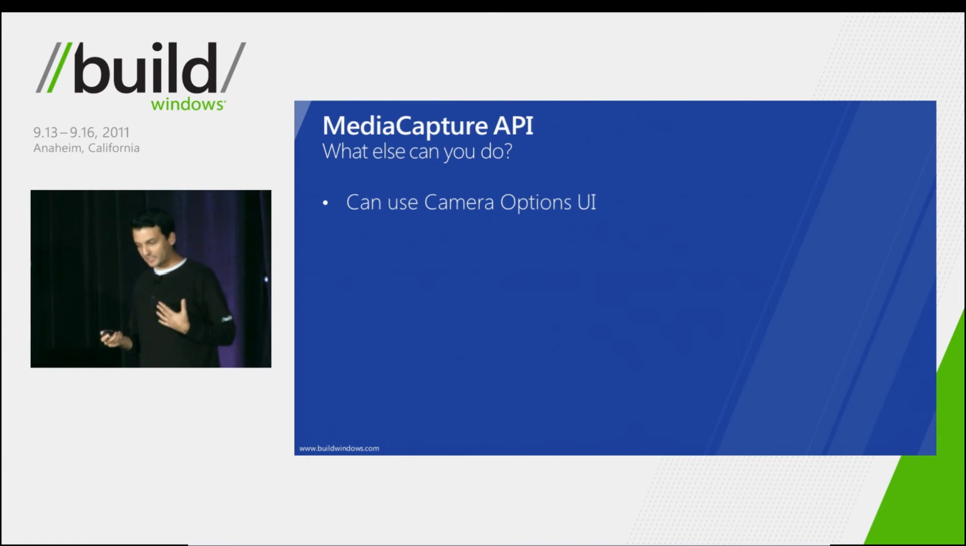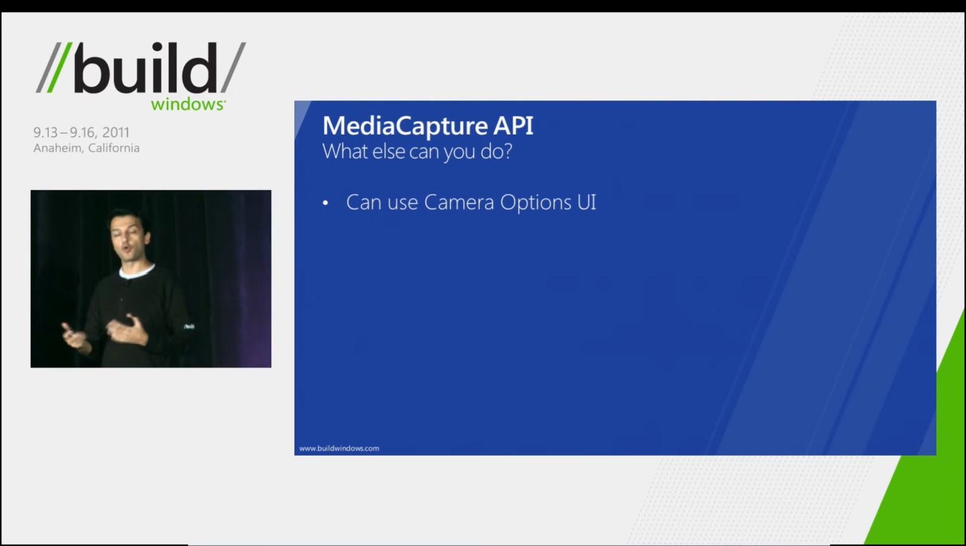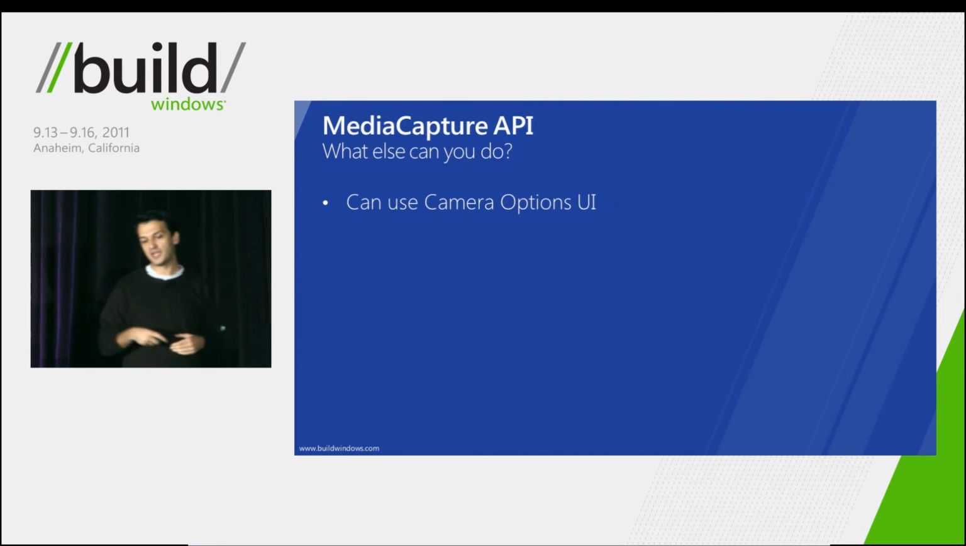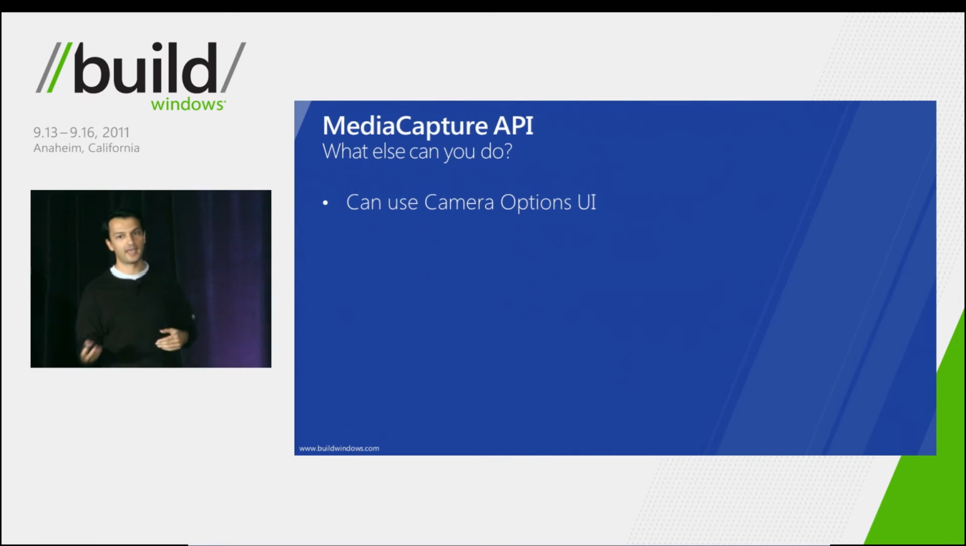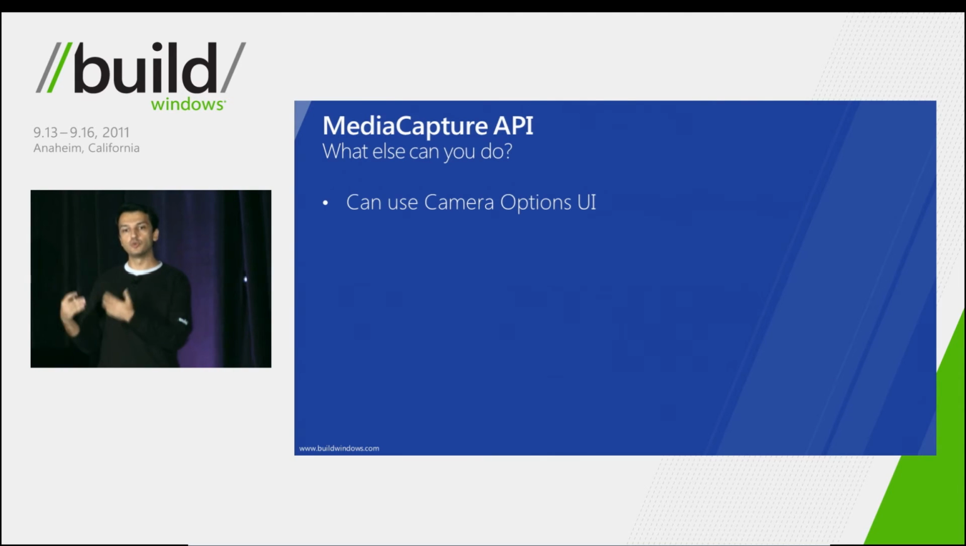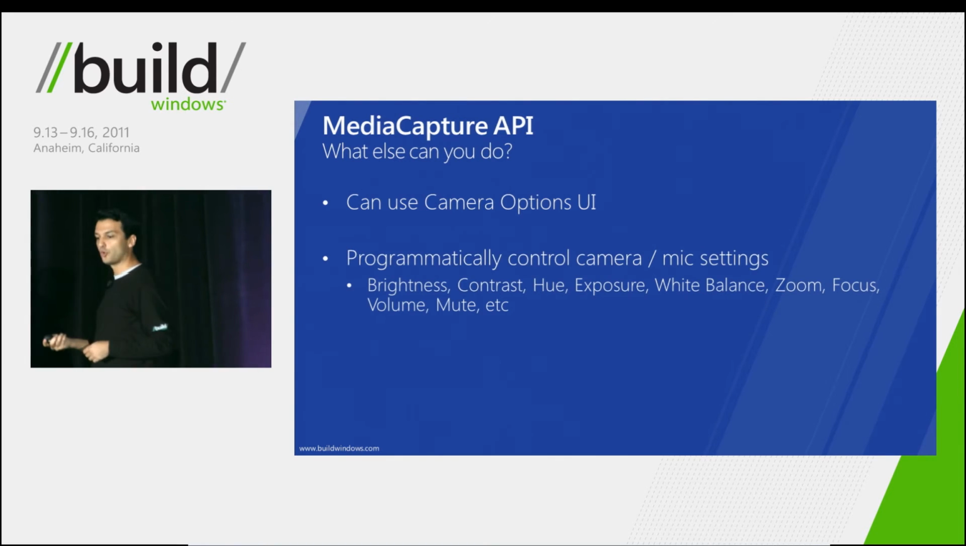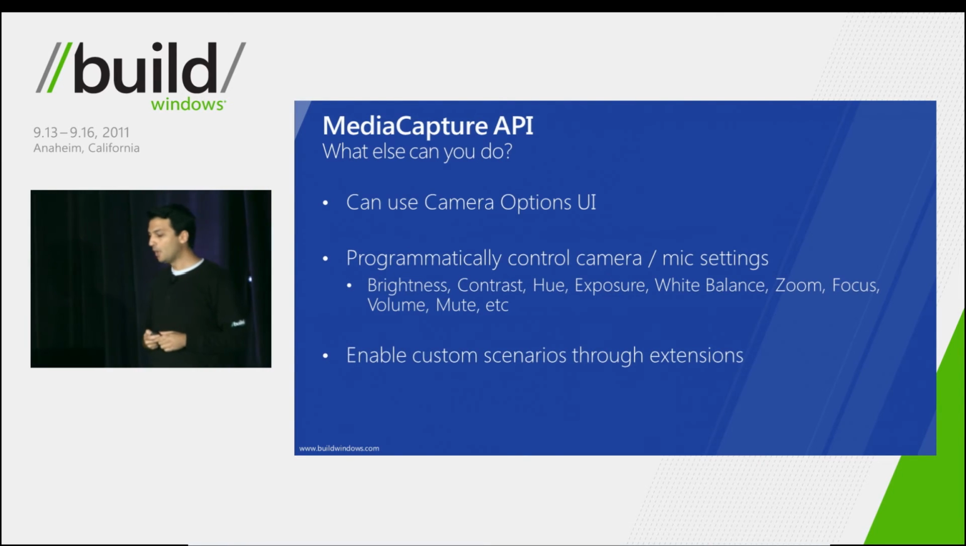You can call the camera options UI, which brings the default settings for all the cameras. As I mentioned earlier, if the IHV of that camera had chosen to do so, you will get a customized experience and customized settings for that camera. Or you can programmatically control these settings like brightness, contrast, hue, exposure, which are standard settings for the camera, and volume, mute, etc. for the mic. Or you can customize your scenarios.